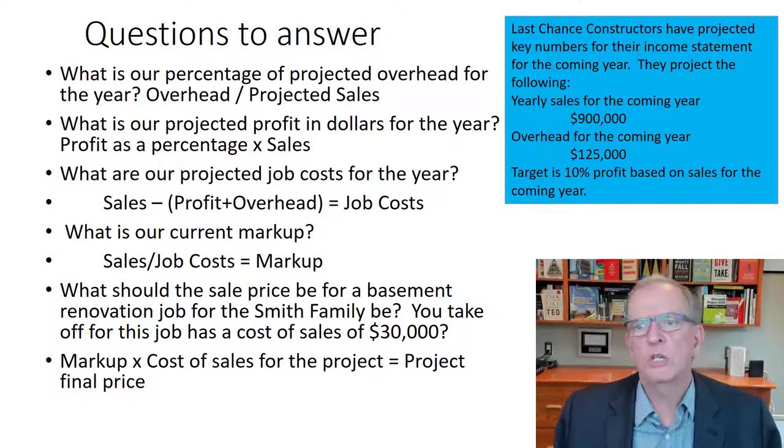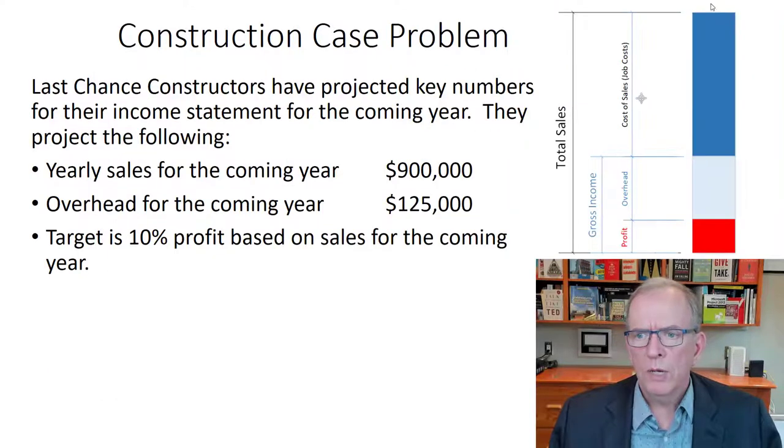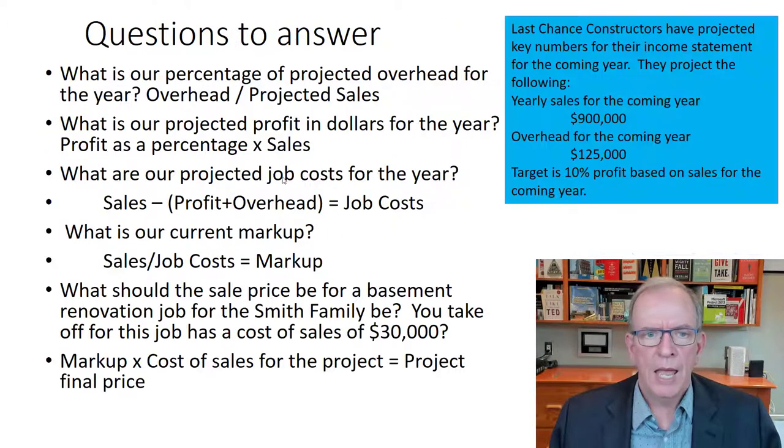So some questions we should be able to answer from our case study here, which I just posted on the next few slides, so we can always refer to it without having to go back in the video. What is our percentage of projected overhead for the year? It'd be nice to know, what is our percentage of our overhead overall? And what is our projected profit in dollars? That's pretty easy. If you're pretty good at math, you just look at that, 10% of that, 900,000, you can do the rest. I've got it on a slide coming up. What are our projected job costs for the year? Well, sales minus profit plus overhead.